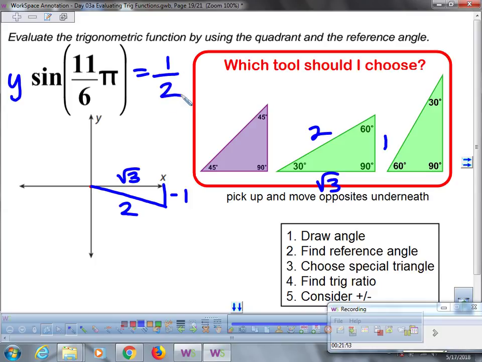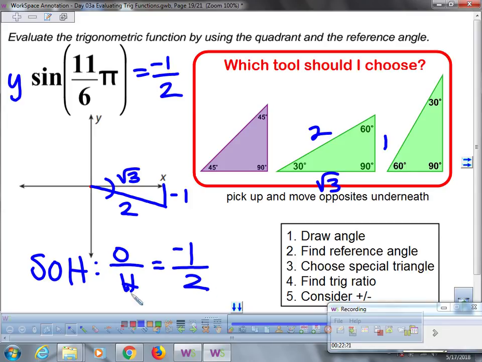Both sine and cosine are over the hypotenuse, right? Okay, if that confuses you, we'll do it the old-fashioned way. Opposite over hypotenuse. My opposite of this angle is -1, and my hypotenuse is 2. Same answer.